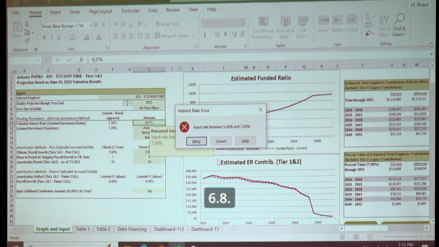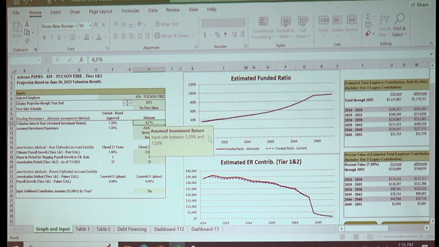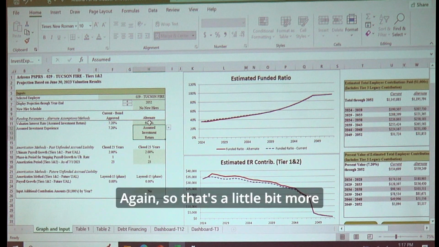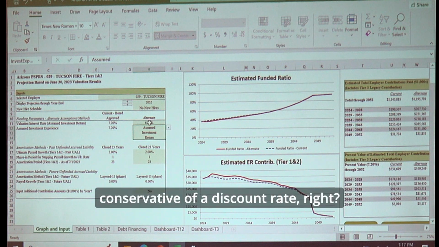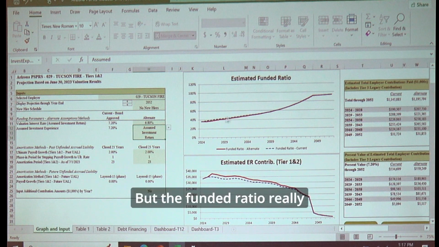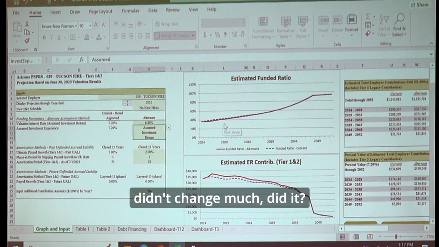This line, 6.8. Is that okay? 6.8. I think I just fat fingered it. That's what it is, 6.8. 6.8 again. So that's a little bit more conservative of a discount rate, right? And it changed things a little bit. But the funded ratio really didn't change much, did it?